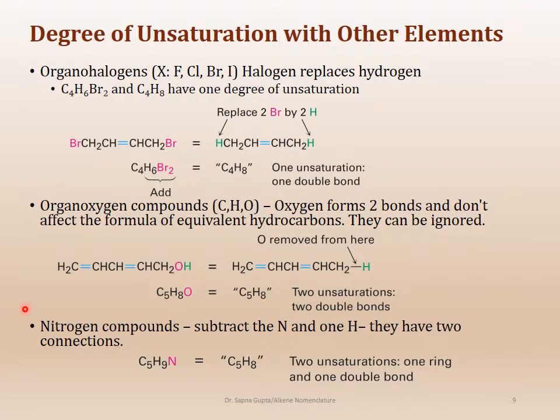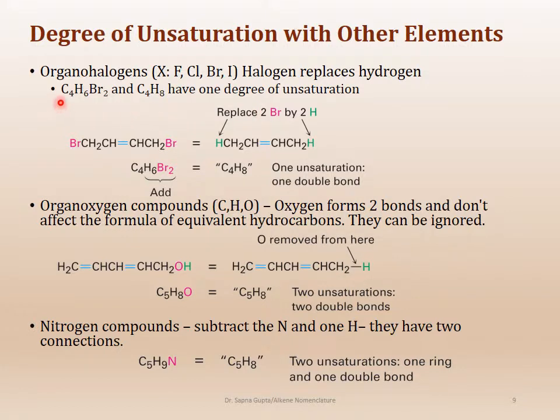Let's look at a few other things before we actually get into the examples. If you have some other elements in your compound other than carbon and hydrogen, then how do you deal with the degree of unsaturation? For example, if you have halogens in there, then how do you do it?